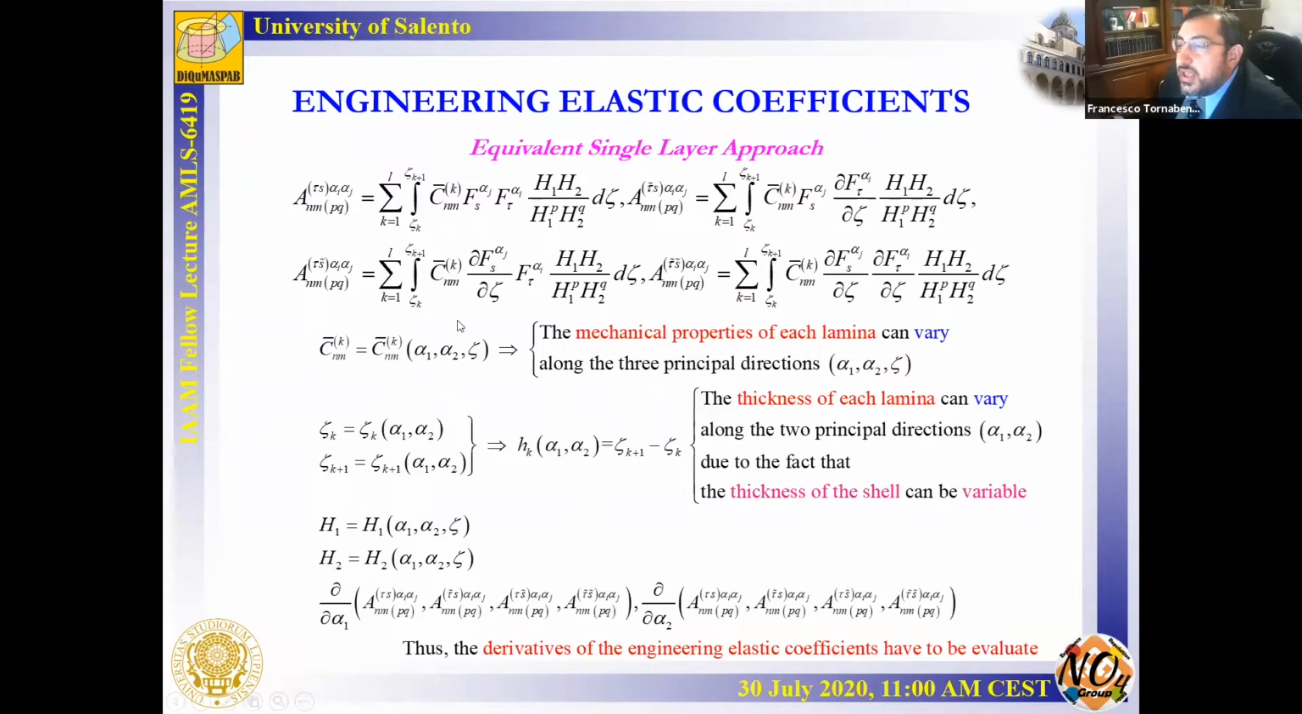So we can have this kind of elastic coefficient, and we can consider that the thickness of each laminate can vary along the two principal directions, due to the fact that the thickness of the shell can be variable. But to consider in the model this kind of variation, we have to evaluate the derivatives of the engineering elastic constants numerically. So I need a numerical technique to do this mathematical operation.